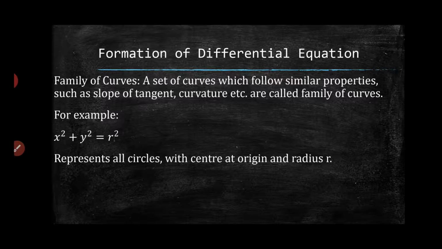But what is the common property of all these circles? The common property being that all these circles have a center at origin. Then let us take another example, y equals mx. Now y equals mx is representing all those straight lines which are passing through the origin. So if we change m, we are going to get different straight lines, but all these straight lines have a common property, and that common property is that it is passing through the origin. So therefore y equals mx is representing that whole family of straight lines which are passing through the origin.